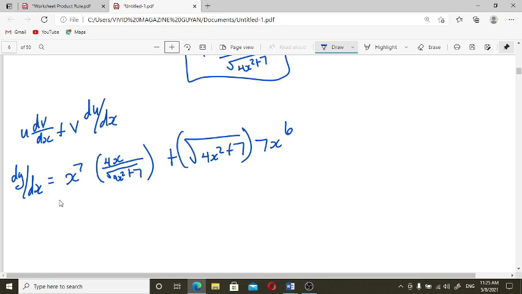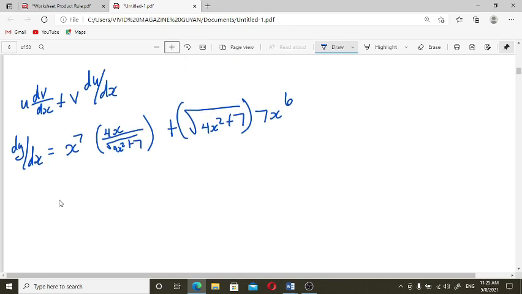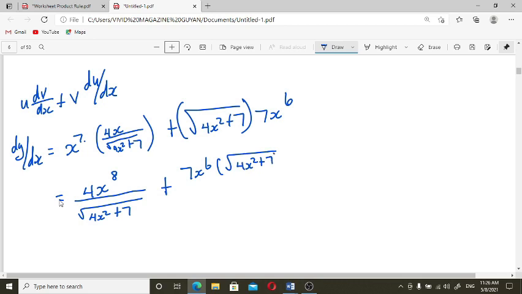Now, this is where things get very interesting. So of course I'm going to multiply out here, so I'm going to have 4x to the 8th being divided by the root of 4x squared plus 7, which is added to 7x to the 6th of the root of 4x squared plus 7. I have it in brackets for my own personal reasons when I explain, just a moment from now.